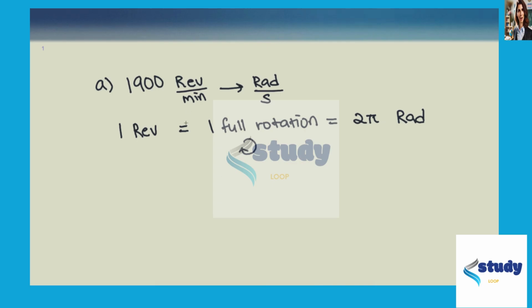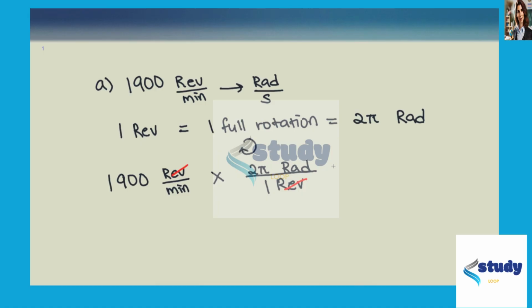So this is exactly the same as unit conversion, where we have our 1900 revolutions per minute, and I will multiply this by 2 pi radians divided by 1 revolution. So here you'll see that my revolutions gets divided out. Now I'm left with radians instead.